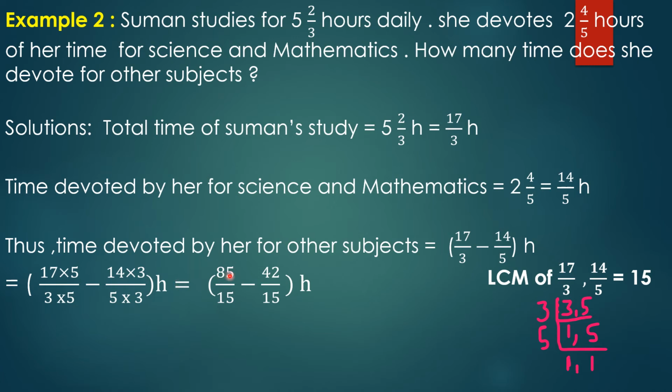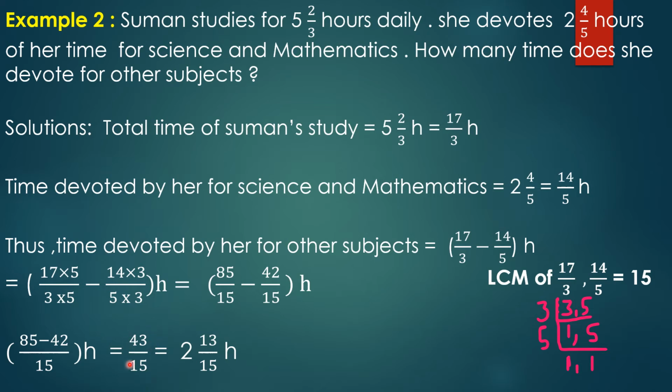What is 17 into 5? It is 85. And 3 into 5? It is 15. So, this will become 85/15 minus, 14 3s are 42, and 5 3s are 15. So this will become 42/15. Now let us do the subtraction of these two, because here the denominators are the same. Therefore this will become 85 minus 42 divided by 15 hours. What is 85 minus 42? It is 43, divided by 15.